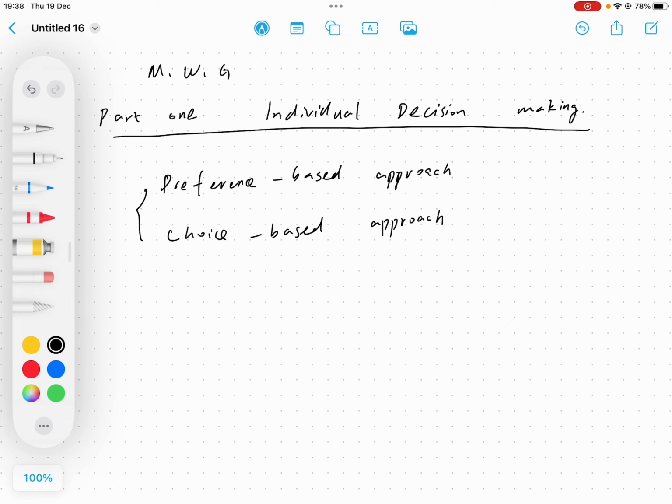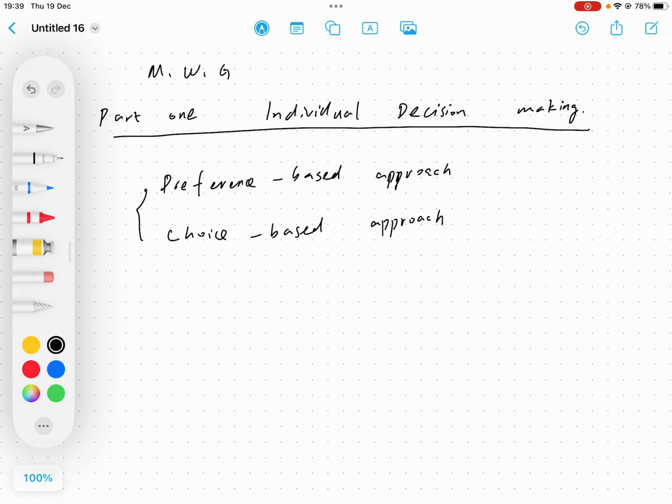Okay. So that's a rough, brief introduction to the part 1. So now let's directly go into the chapter 1, which is called preference and choice itself. Okay. Good.